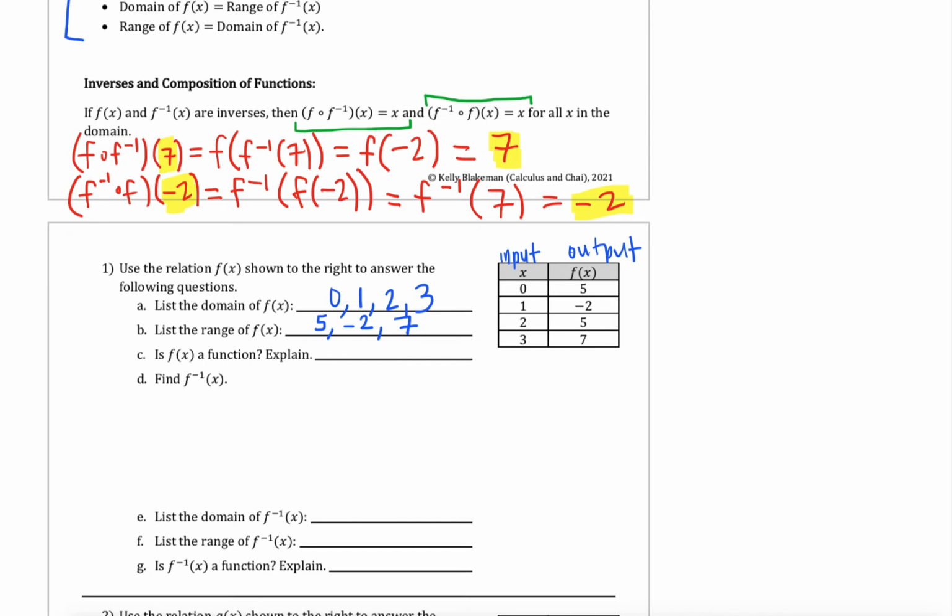In this case, each one of my inputs is only used once, and they're each going to their own output. It doesn't matter that we're repeating stuff. What matters is that all of the x values here are unique, and they're going to some place. So yes, f of x is a function because every input only has one output.